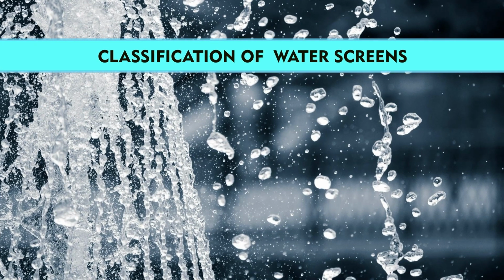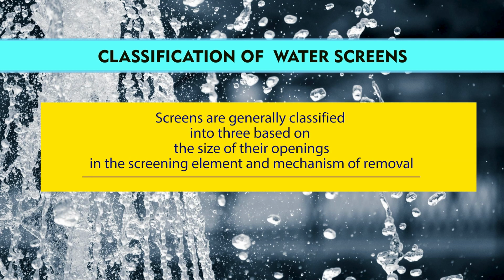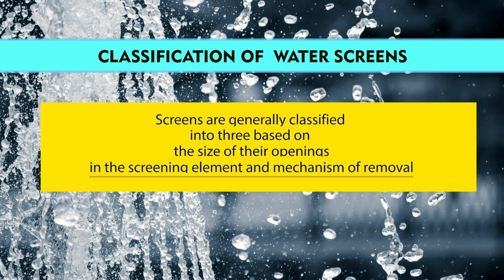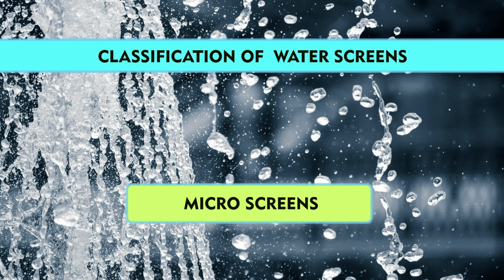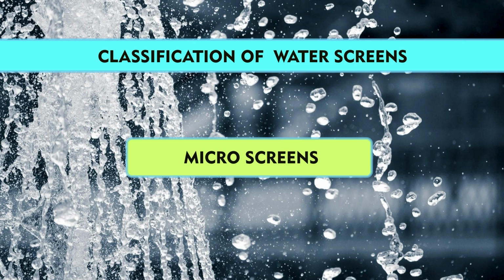Classification of water screens. Screens are generally classified into the following three types based on the size of their openings in the screening elements and the mechanism of removal: coarse screens, fine screens, and micro screens.